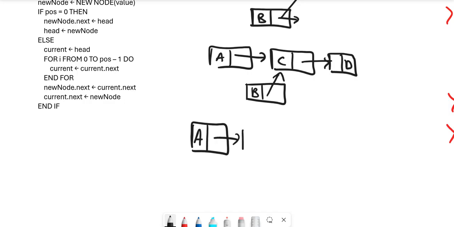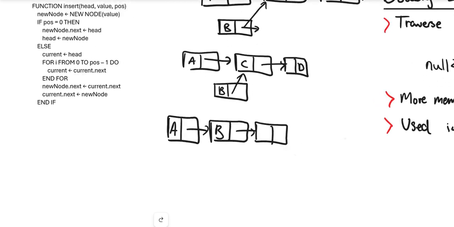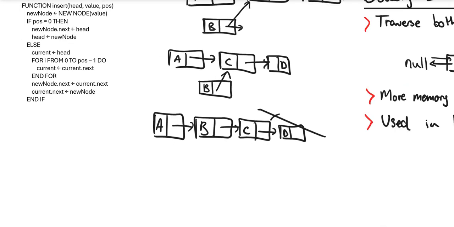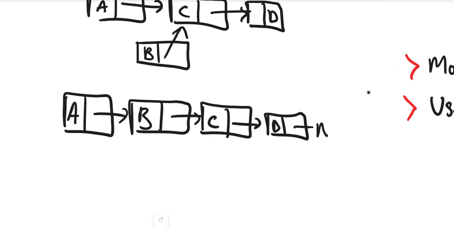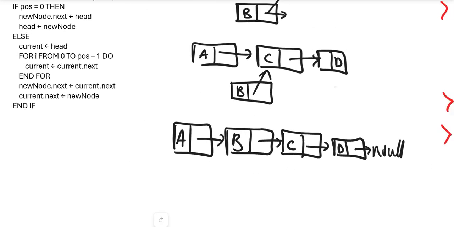So then it would look like this: A pointing towards B, and B pointing towards C as we had changed before. And C pointing towards D, with D pointing towards null. So this is how it would look if you try to insert a node in the middle of a linked list.